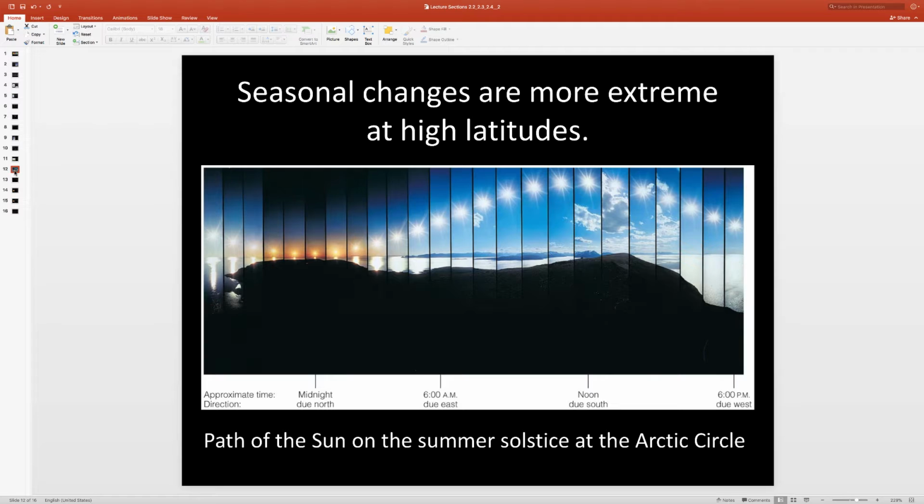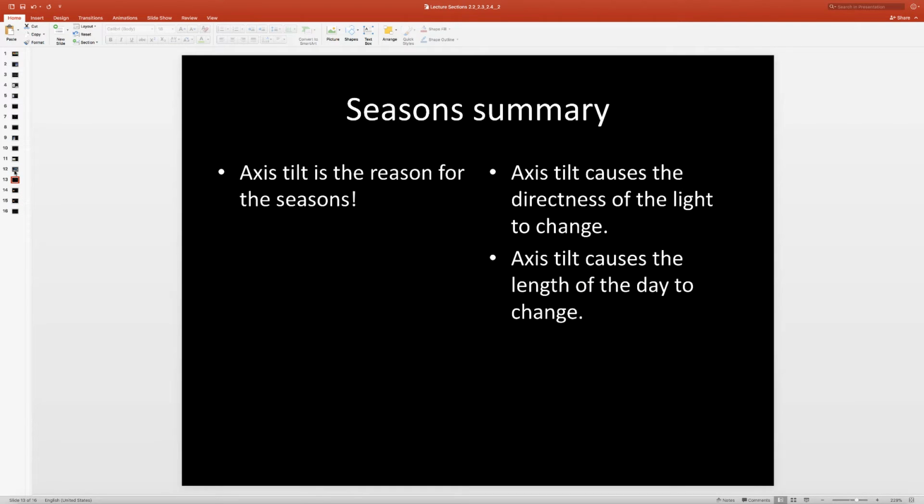So here's the path of the sun on the summer solstice in the Arctic Circle, which is where we were, basically. And on the summer solstice, remember, day all the time. Now the sun moves, right? It gets a little higher, a little lower, but it never sets. So you get a little twilight going, but you don't get any night during that time, as we saw. Okay, so here's the season summary. The axis tilt is the reason for the seasons. The axis tilt causes the directness of the light to change and causes the length of the day to change. And those two things combined are what changes the temperature, right?